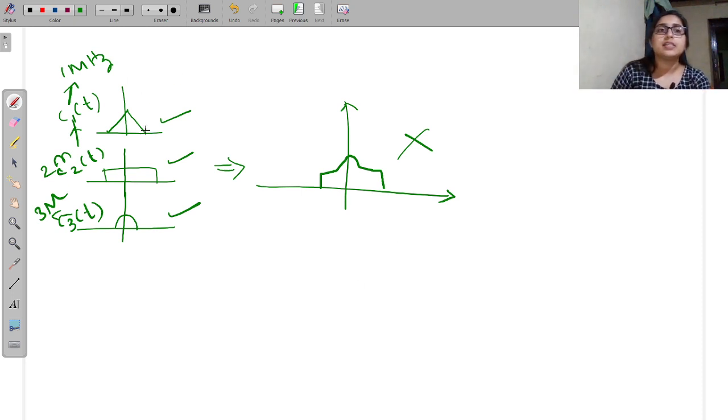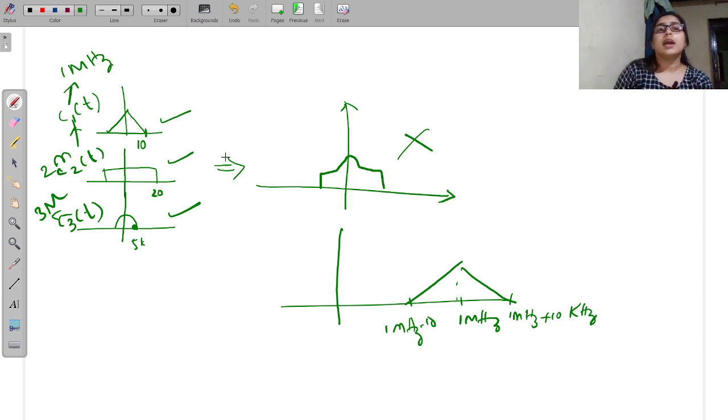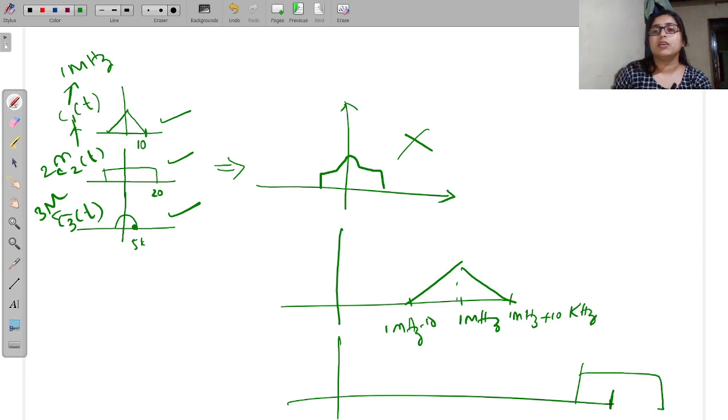For example, this is my 10 kilohertz, this is my 20 kilohertz, and this is my 5 kilohertz. What happens to this? The first signal is centered around 1 megahertz, and this one will be 1 megahertz plus 10 kilohertz, and this is 1 megahertz minus 10 kilohertz. So you are going to get something like this. The next one you are going to get at 2 megahertz, somewhere here. And the other signal is at 3 megahertz, somewhere around like this.